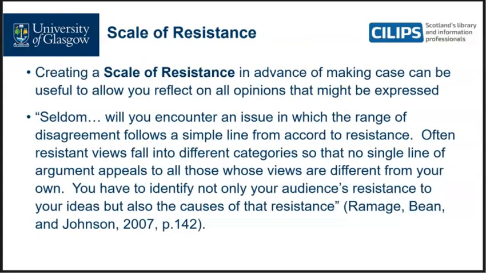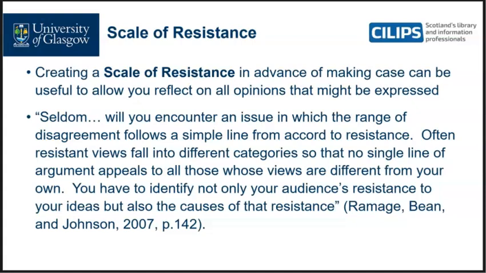Ramage, Bean and Johnson suggest a tool called the scale of resistance, which you could draw up in advance of making a case for any advocacy you're doing. What this allows you to do, essentially, is to reflect on all the opinions that might be expressed around your topic. The reason being, quote here from Ramage, Bean and Johnson, "Seldom will you encounter an issue in which the range of disagreement follows a simple line from accord to resistance. Often, resistant views fall into different categories so that no single line of argument appeals to all those whose views are different from your own. You have to identify not only your audience's resistance to your ideas, but also the causes of that resistance."